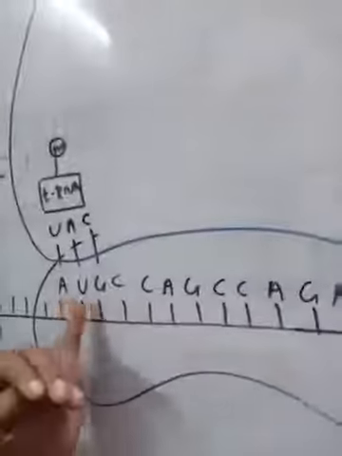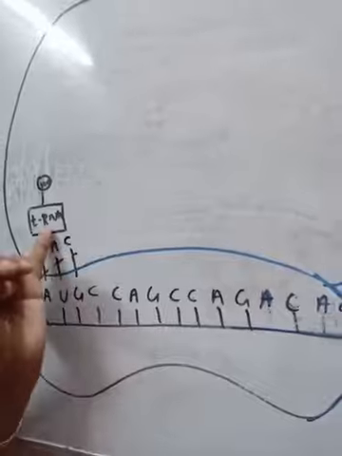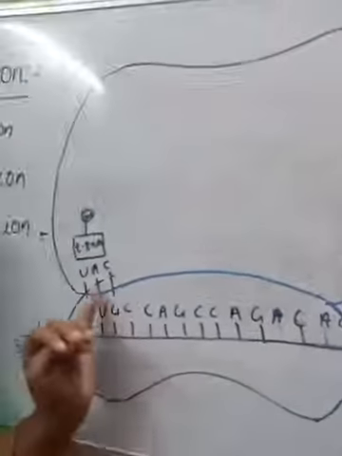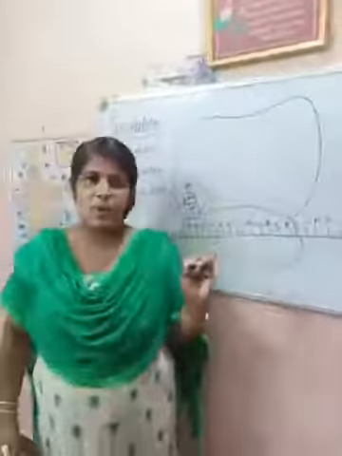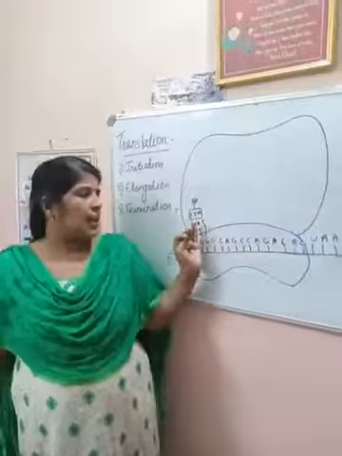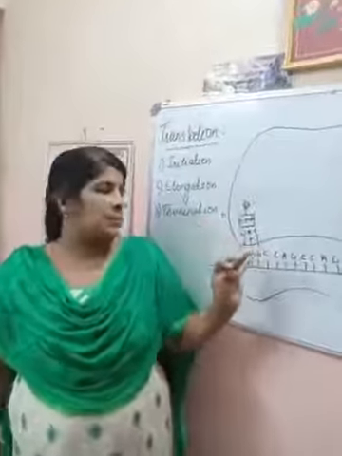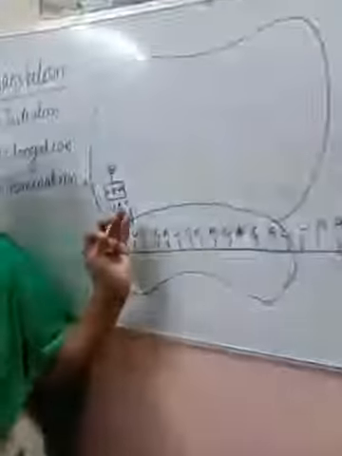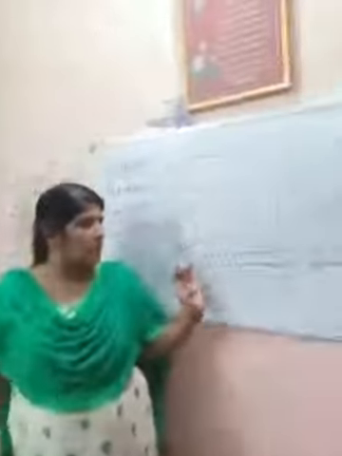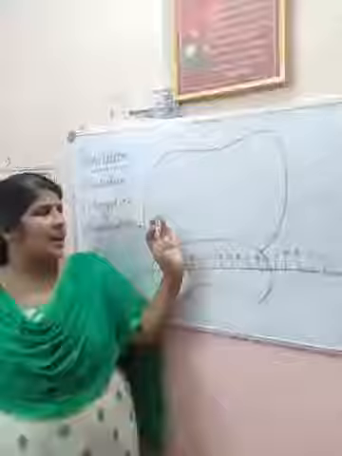The initiation process starts when the initiation codon AUG is recognized by the corresponding complementary tRNA. That process is known as initiation. Then the translation process proceeds, and the corresponding amino acids are added.